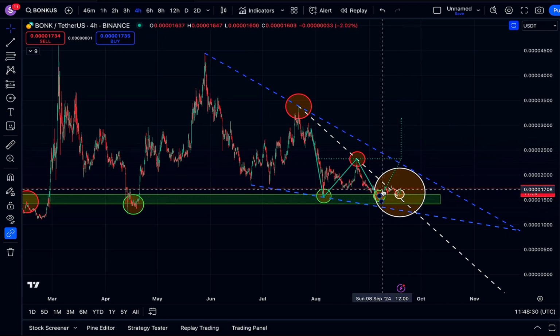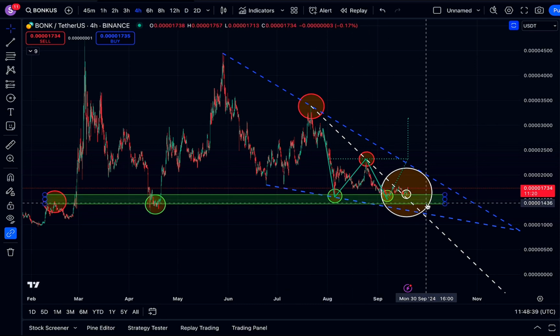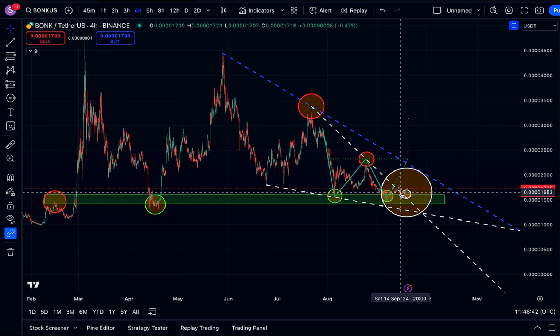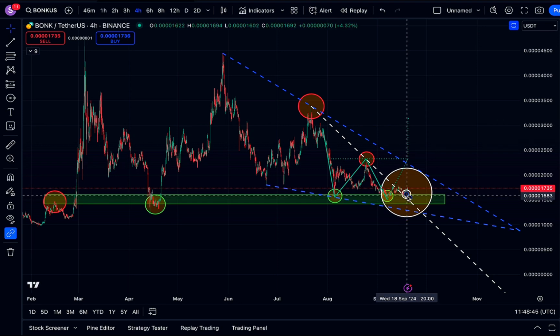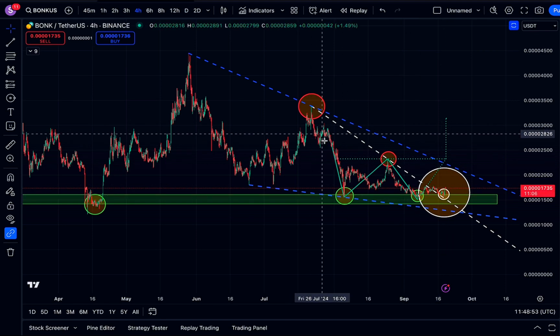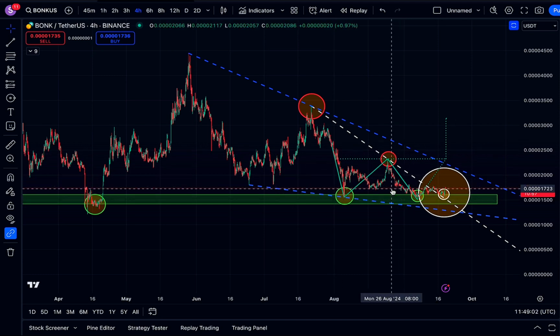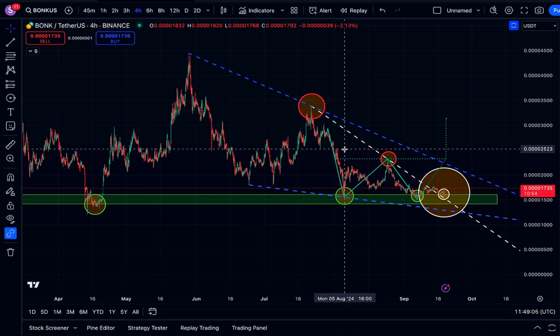And not only that, this support, a macro support that has played a significant role in the bonk chart and technical analysis, you will see bonk was able to retest the support, and this support is holding. It's holding effectively, efficiently. Not only that, bonk did a double bottom pattern. It's a bullish pattern. Not only that, bonk did another triple bottom pattern, and a triple bottom pattern is still a bullish pattern. Look at it here.